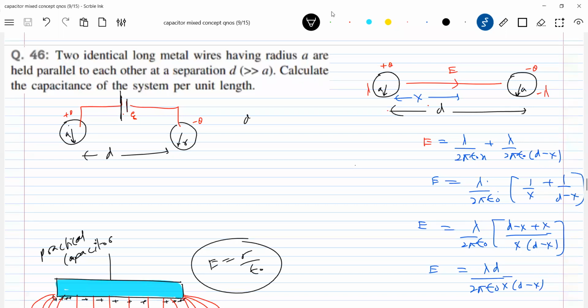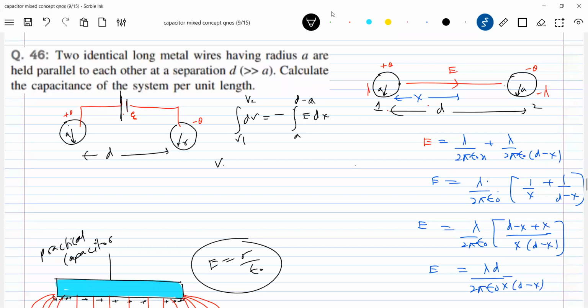I'll go for dV equal to integral of E dx. I'll call this 1, this 2, V1, V2. So the limits, the value of x I should measure from a to d plus a, or a to d minus a. Will you agree? Because the field is present from this surface to this particular surface. So substitute the value of E.